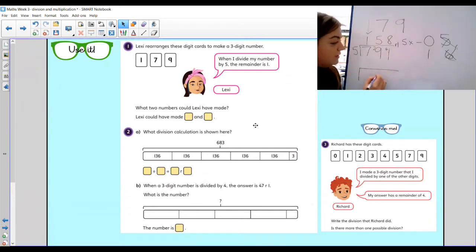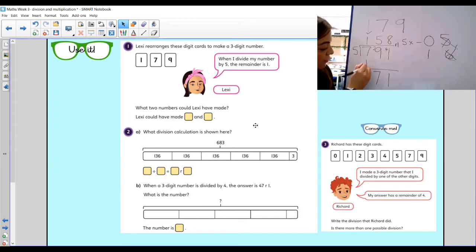So the other possible answer then, I still need to keep that 1, because remember, I still haven't got a 6 for me to use. But what I'm going to do is just swap my digits round. So I'm going to put 9 in my hundreds column and 7 in my tens column. Okay, so this is a lot of trial and error. Like I say, perseverance is key to this one.